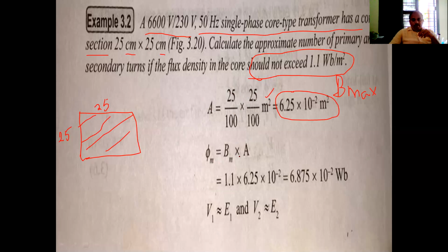So phi m equal to Bm into A. Flux density equal to flux by area, so flux equal to Bm into A. So Bm given value 1.1, area 6.25 into 10 power minus 3. So this is the phi maximum value.